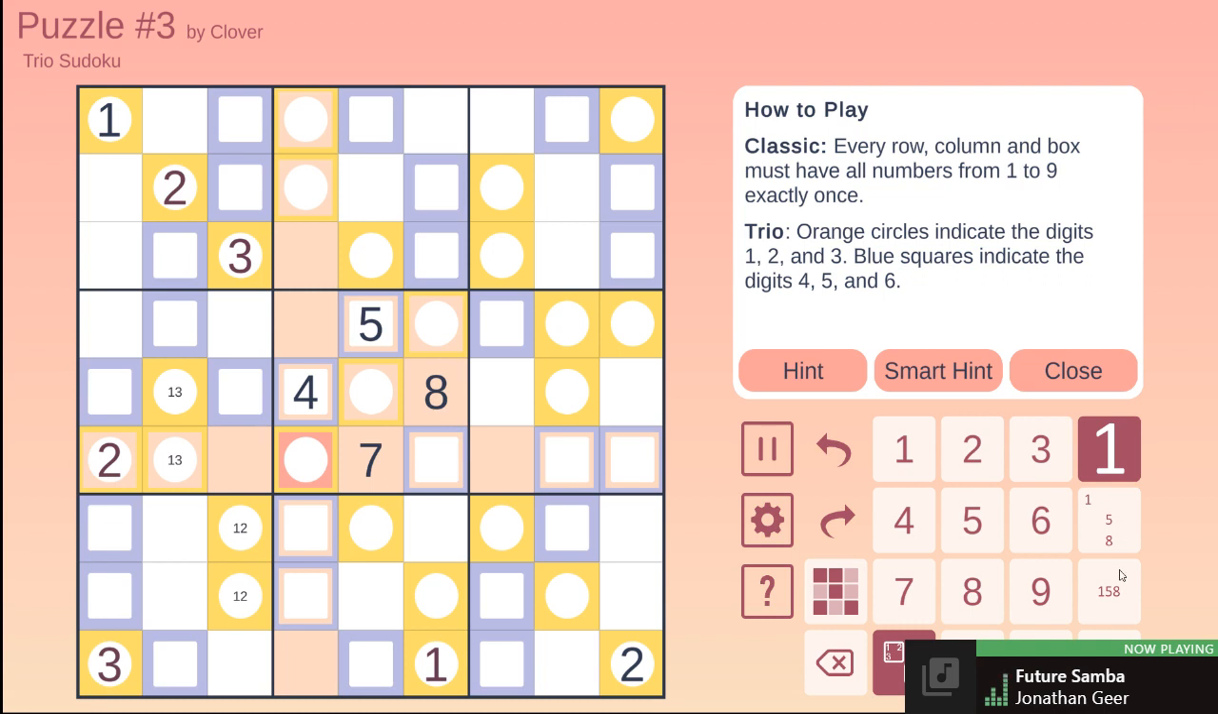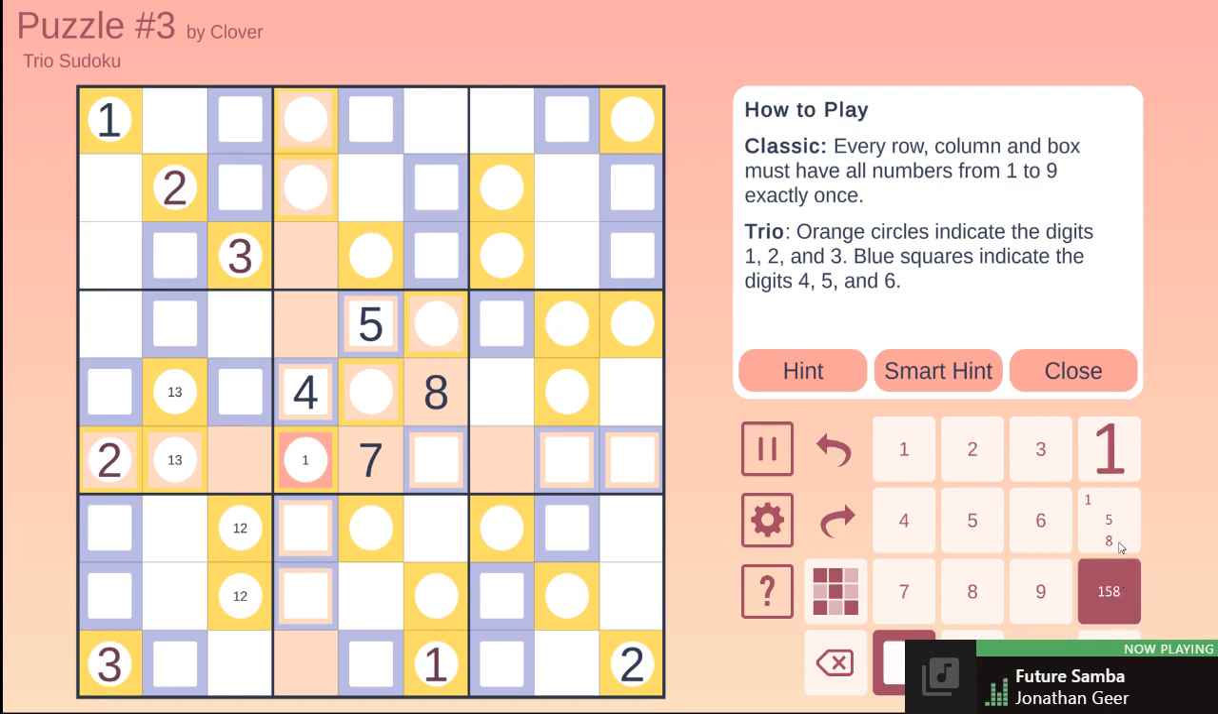This has to be a 1 or a 3. This has to be a 2 or a 3. This also has to be a 2 or 3. This looks like it can be anything. This has to be a 1 or a 3. These can be anything. These can be anything. This has to be a 2 or 3. This is a 2-3 pair. Okay.